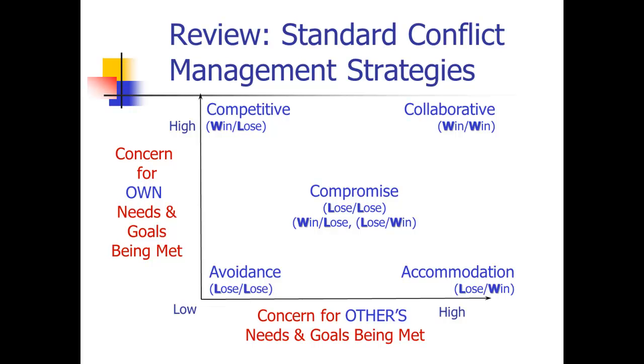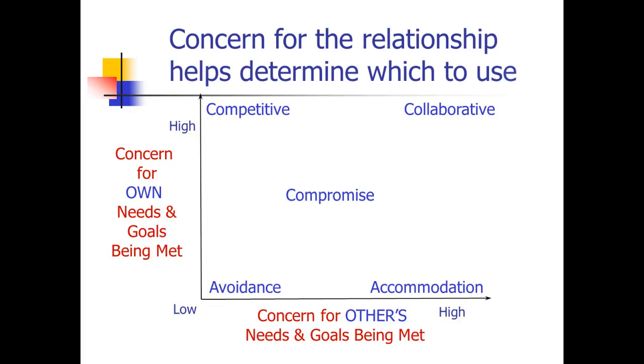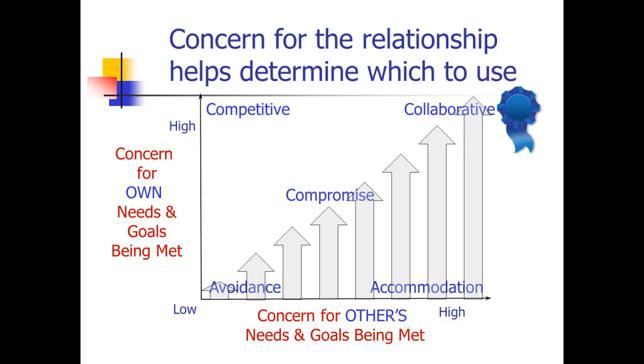On compromise, I mentioned that it is viewed often as lose-lose because both people give up something, but it has also been viewed as win-lose, lose-win, because many times when people compromise, it's a turn-taking thing, that I'll win this time and then you can win the next time. Notice that the more concern you have for the relationship, the more likely you are to move up to compromise and collaboration. So, if you really care about the relationship, you may want to start with a collaborative approach rather than starting with competition. If collaboration is so good, why don't people use this approach? 3 main reasons.